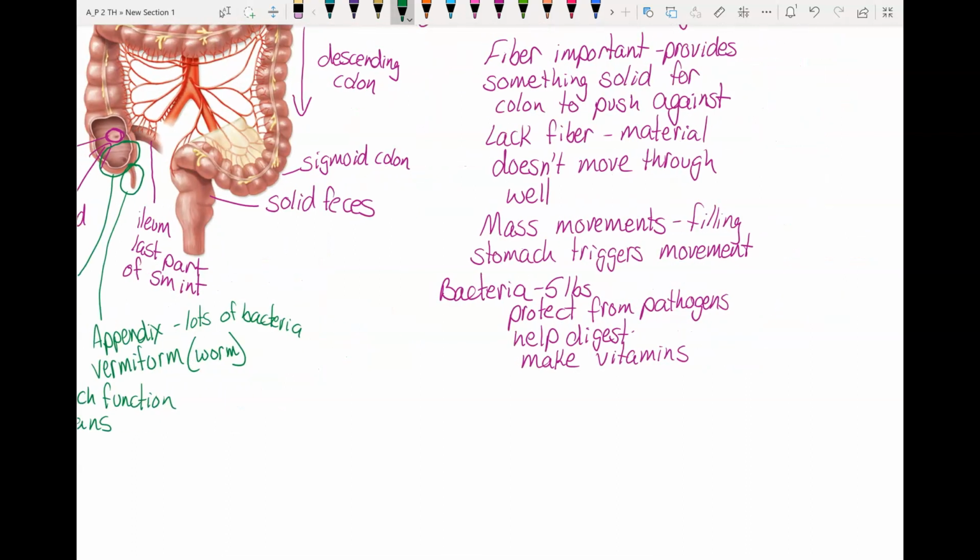Then the other parts, when you get here after the sigmoid colon, this is the rectum, and this is what stores feces. And then the anus is what expels feces.